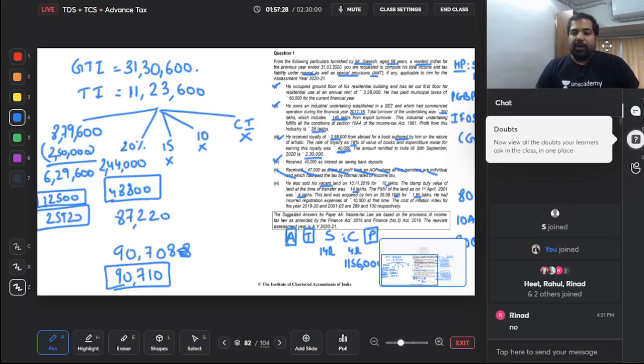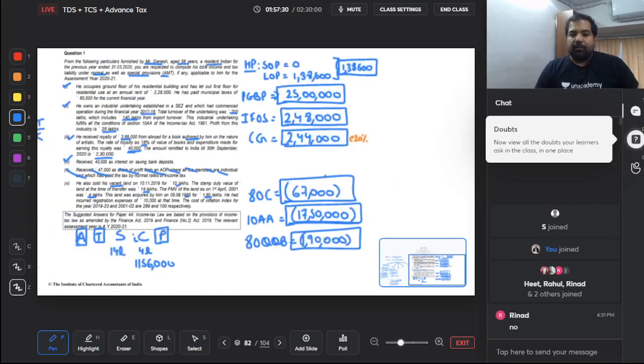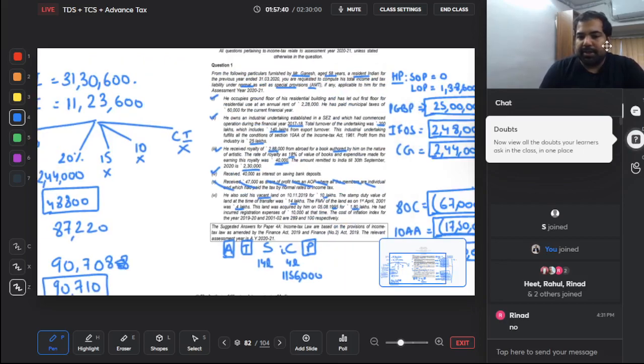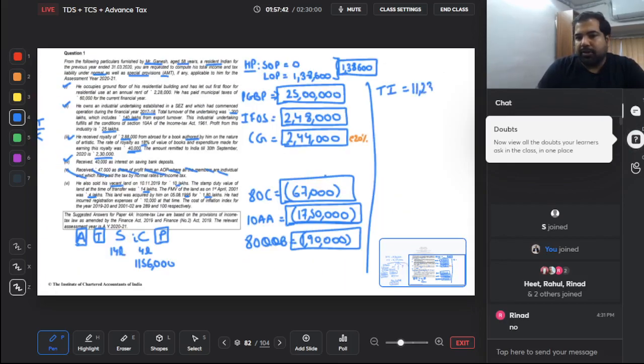Now guys, we have to calculate alternate minimum tax. How do we do that? It's very simple guys. Here first take the total income. The total income, as you see, is 11,23,600. You add whatever SAT deductions you've got. In terms of deductions guys, you only got 17,50,000, so you'll add that 17,50,000. So 11,23,600 plus 17,50,000 is 28,73,600. This is my adjusted total income.